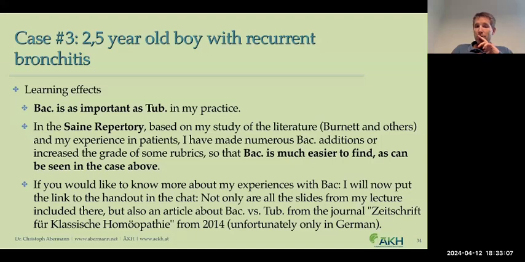If you want to know more about bacillinum, in my handout that you have in the chat, there is an article about bacillinum I wrote about 10 years ago. Unfortunately, it's only available in German so far.